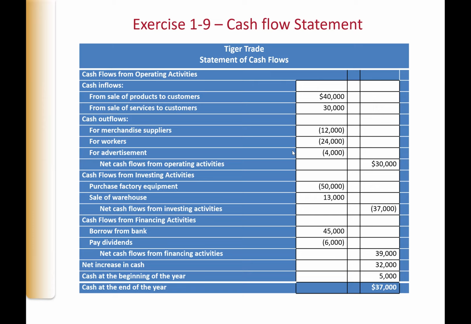As you see here, you take the net cash flows from operating of 30, the negative net cash flows from investing, 37, plus our financing, 39, and the net throughout the period is a plus 32,000. We show what we began the year, or the month, with: 5,000. We take the changes throughout the year of the 32, plus what we started the year with, a 5, and that shows cash at the end of the year is 37. Okay.